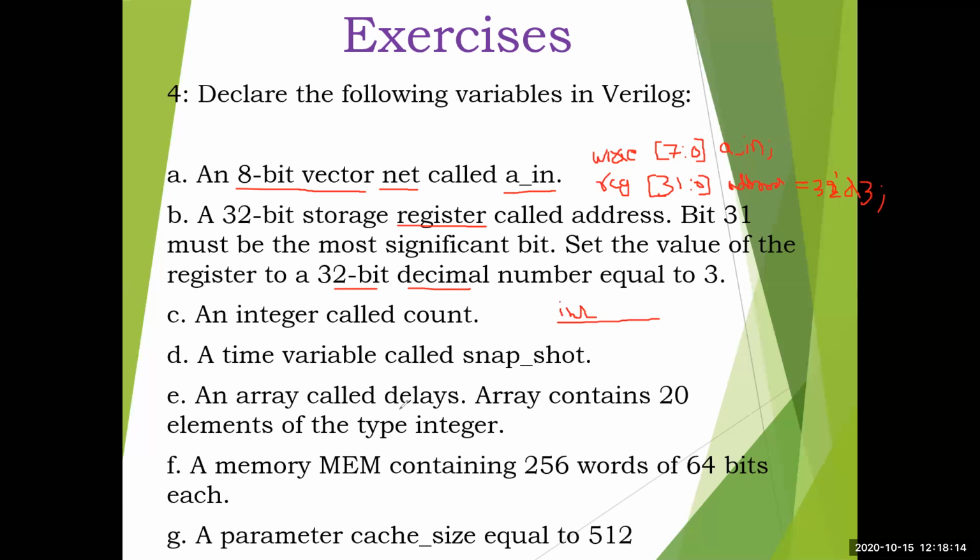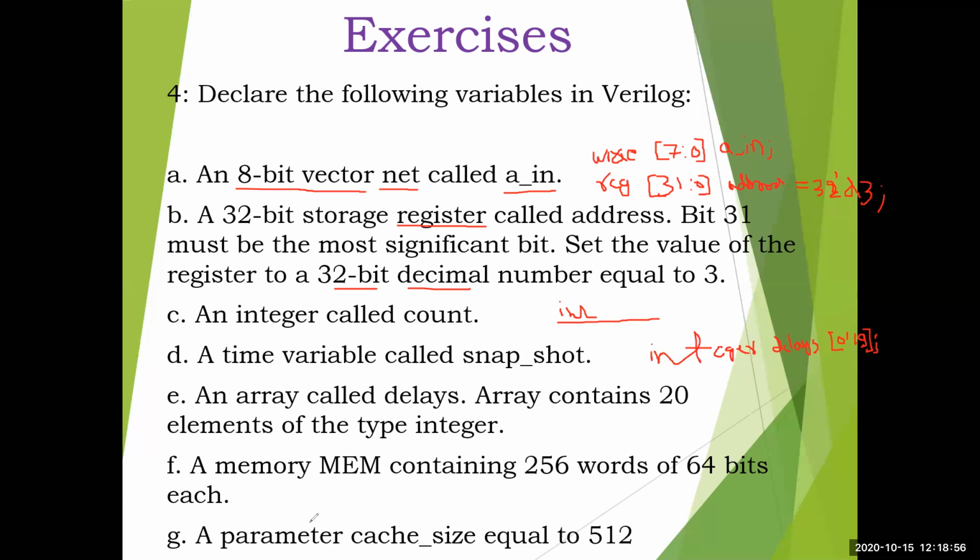Next, an array called delays. The array contains 20 elements of the type integer. This is a catch here. So how do you write an array? They have told the data type is integer. Sorry, my writing is not going properly. Integer, then the array name you have to write, delays. Then how many elements, it contains 20, so you have to write 0 to 19. After the variable name you have to write it, that is an array. If you write it before the name, it is a vector.